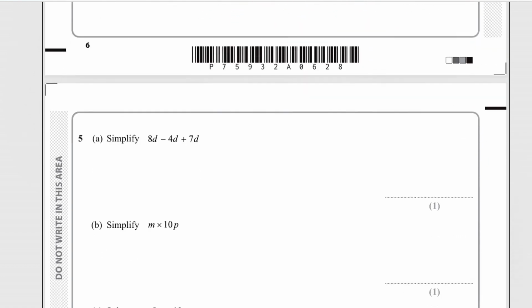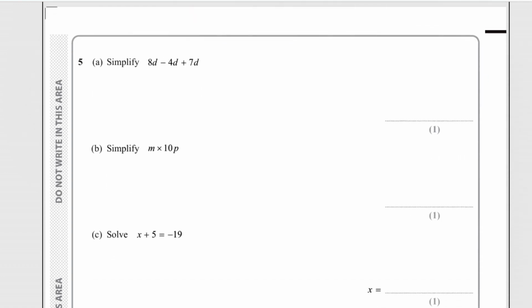Okay, we go to 5A. Simplify this. Okay, all of them have D, so you just deal with the numbers, which is a coefficient. So 8D minus 4D is 4D. 4D plus 7D, that will give you 11D. The next one, M times 10P. So when you're multiplying, you have the number which is 10, then M times P is simply MP. Okay, 10MP, just like that.